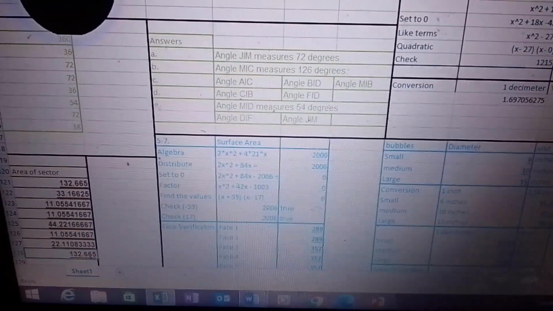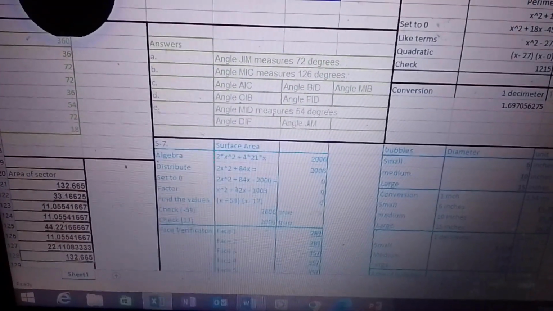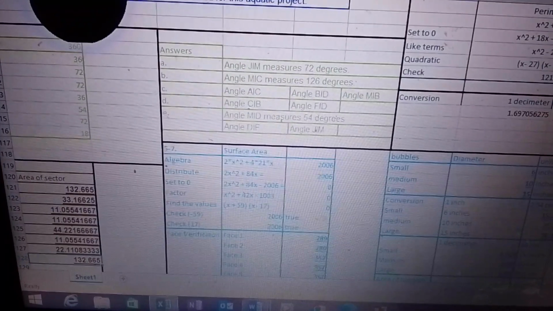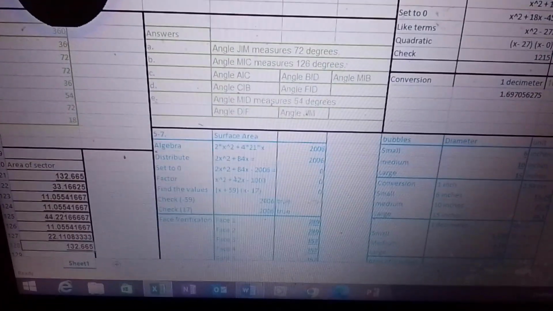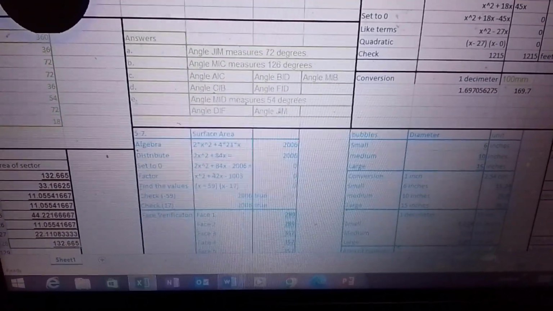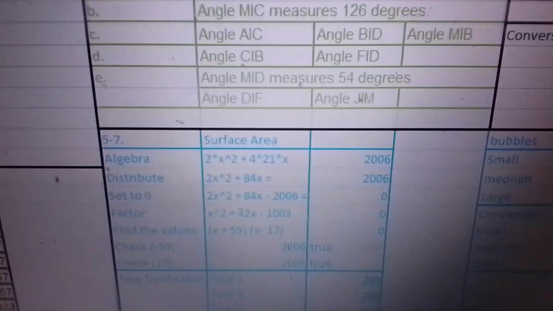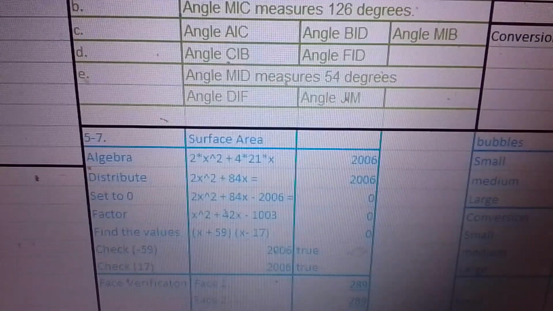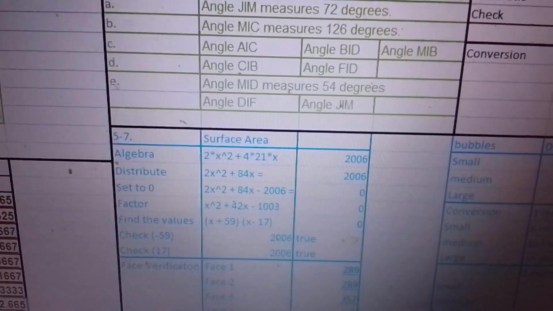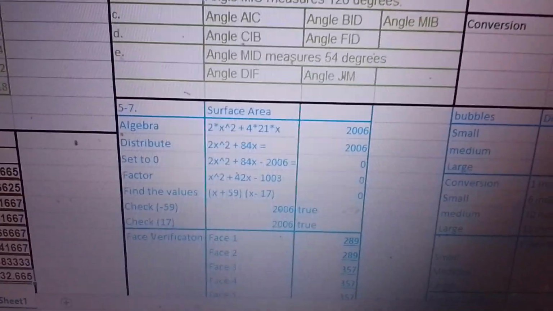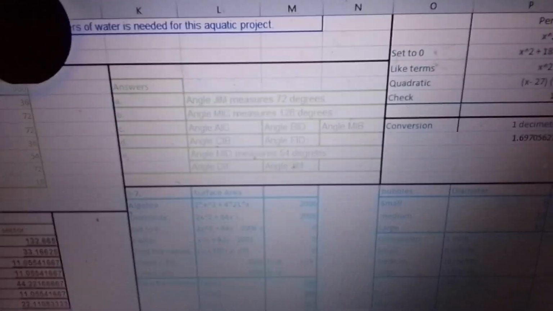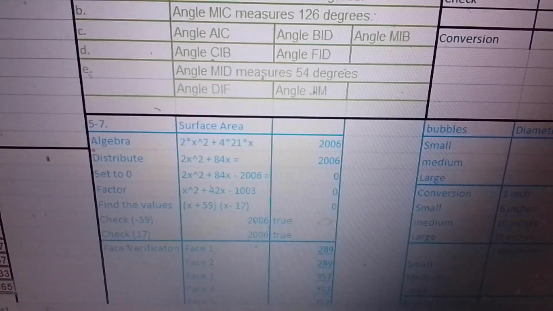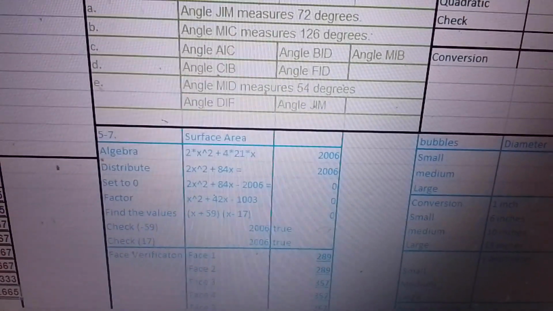The formula: we know the surface area of a square prism is always like this. Remember for the squares, it's the area of one base times itself, plus 4 times the height. So that's why the formula is like this: 2x squared. If you could imagine that this is your square prism, the base is a square, and the height measures 21 decimeters. So, 2 times x squared plus 4 times 21 times x.